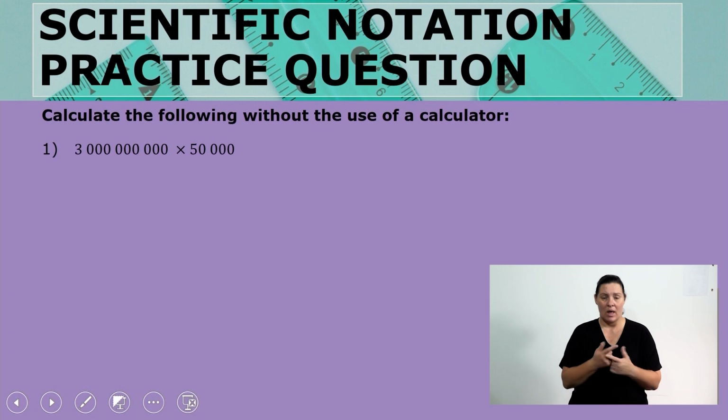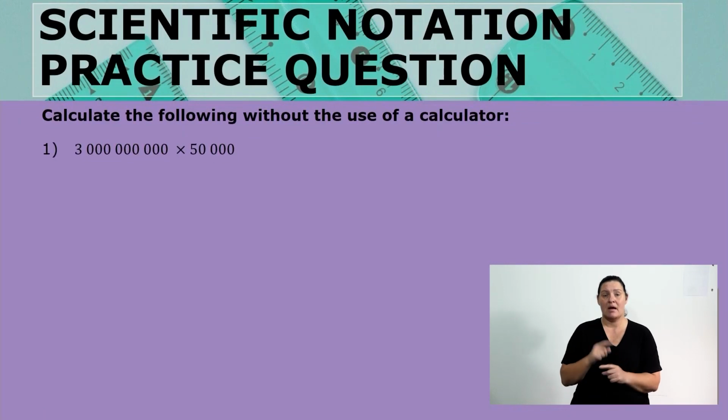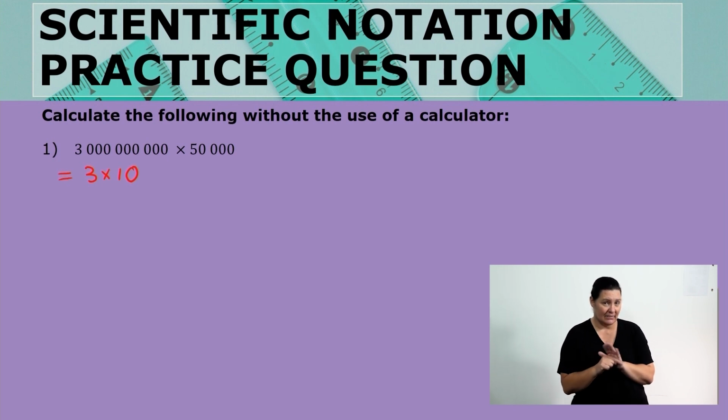Let's calculate the following without using a calculator. So those are very big numbers, but with scientific notation, everything becomes easier. We have there 3 billion multiplied by 50,000. The first thing you can do is to first change them to scientific notation. So this is going to be 3 multiplied by 10. Do you know what the exponent is going to be there? Is it going to be positive or negative? What do you think? Let's see.